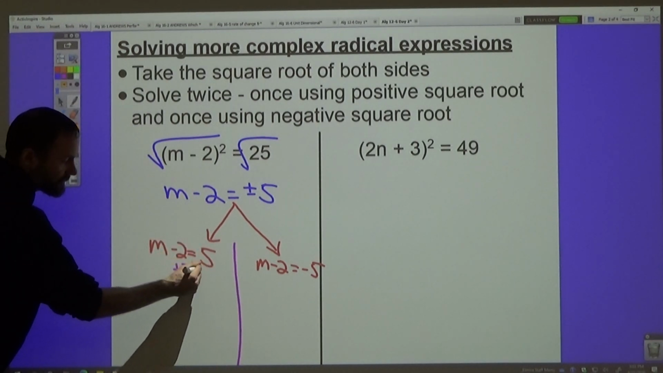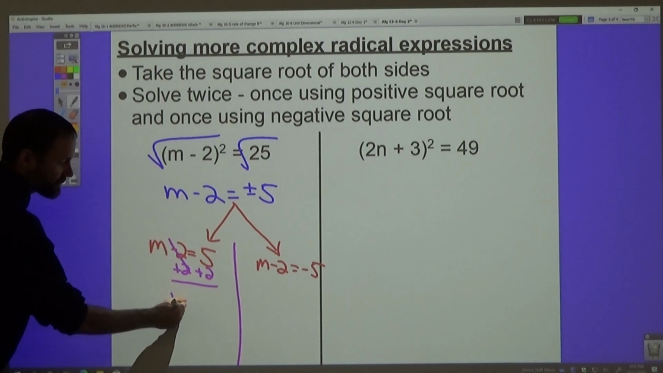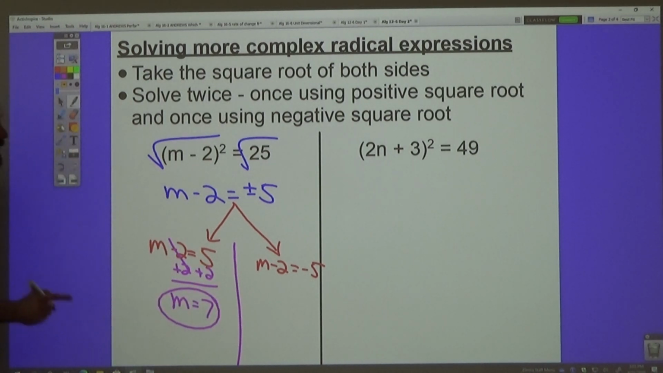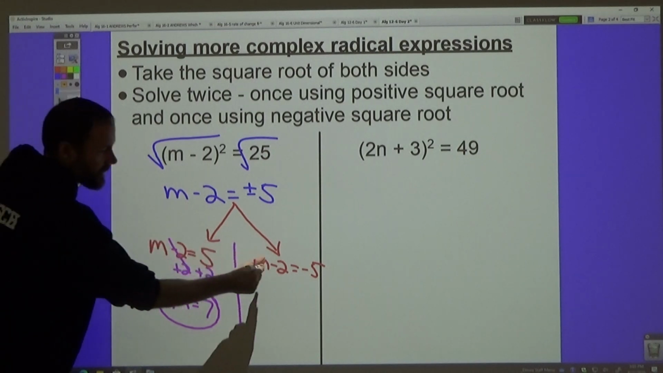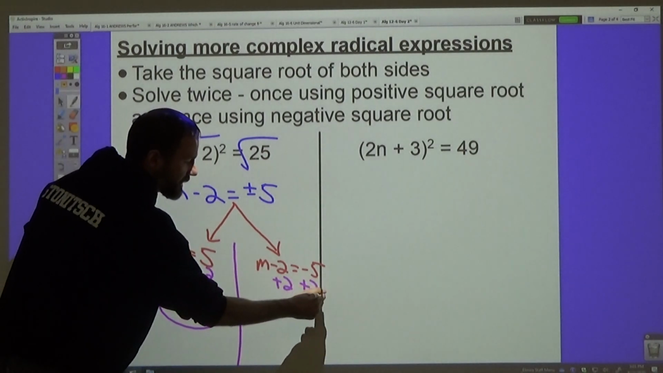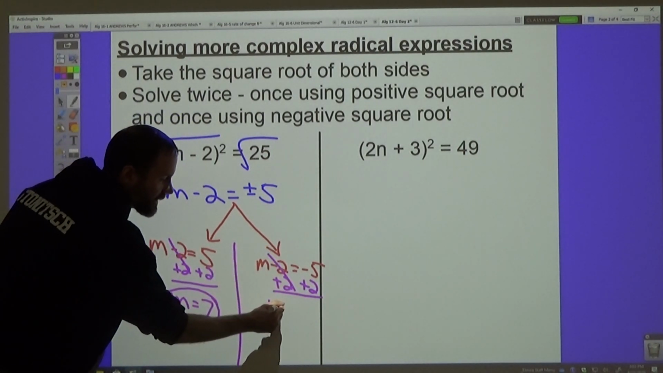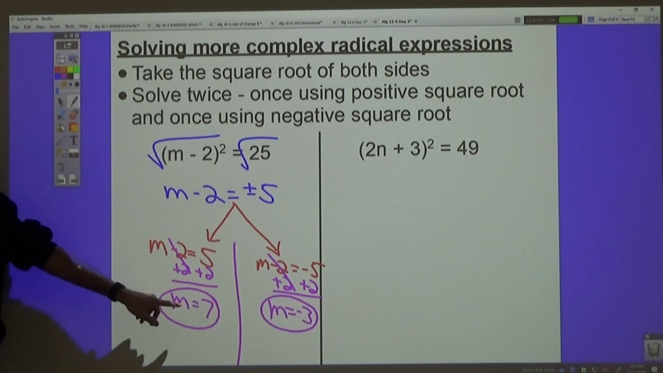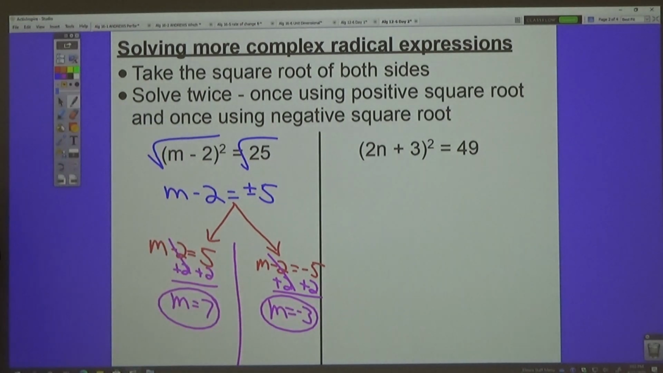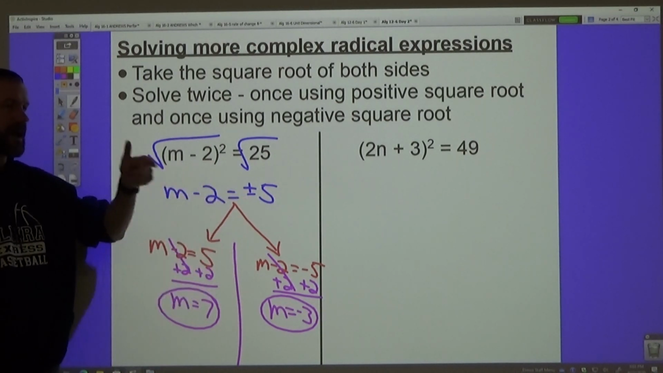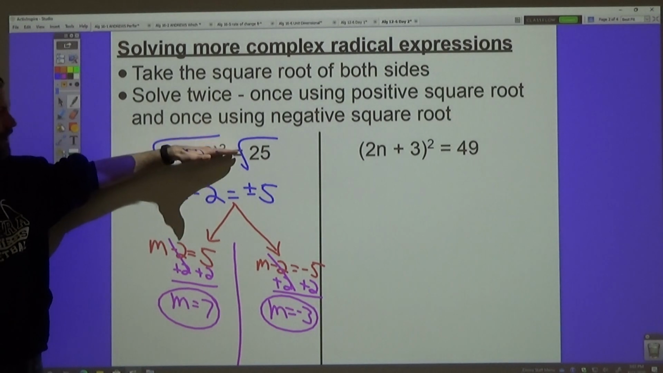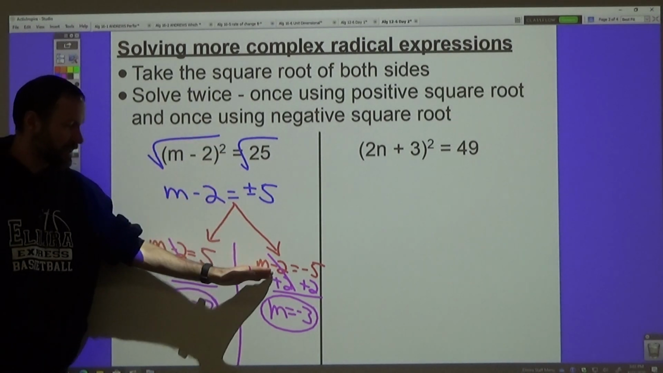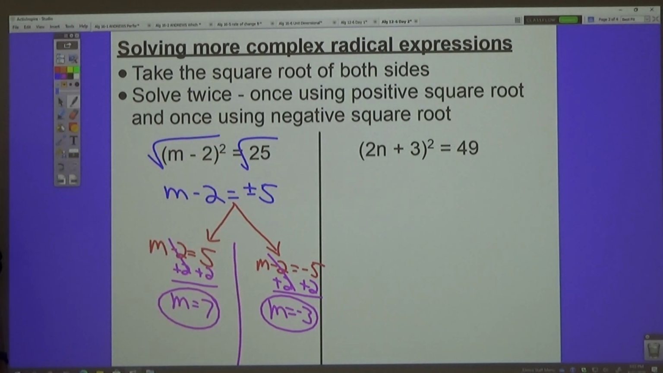It's just solving the one-step equation, plus 2 and plus 2, m equals 7. That's one of your answers. Plus 2 and plus 2 to get rid of the minus 2, so we end up with m equals negative 3. So your two answers are 7 and negative 3. A little bit weird, but that's what you have to do. Because of the plus or minus, you're really solving two questions at the same time, and in order to get to your final answer, you've got to split it into two.